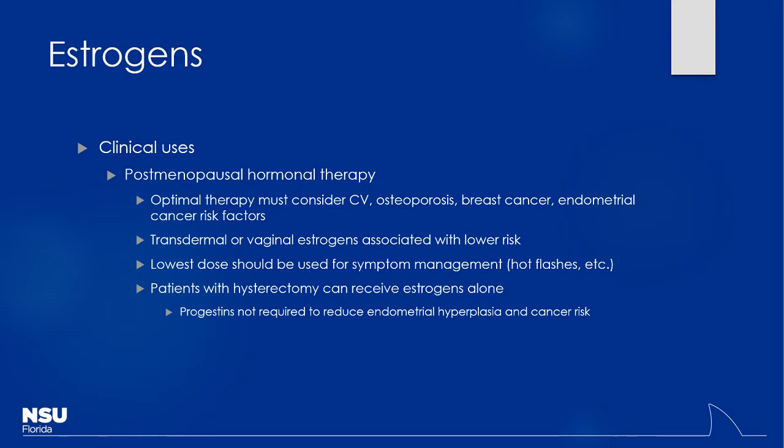Typically, you want to go with the lowest dose that's going to be effective for these patients, just to manage whatever symptoms are really problematic to them. And one caveat here is that if a patient has had a hysterectomy, and you're not worried about the endometrial cancer risk, then you can give an estrogen by itself, and that's no problem. If they still have an intact uterus, you want to make sure they are also getting a progestin along with that, because those are helpful to prevent the hyperplastic effect of the estrogen. So that's one thing to note there.